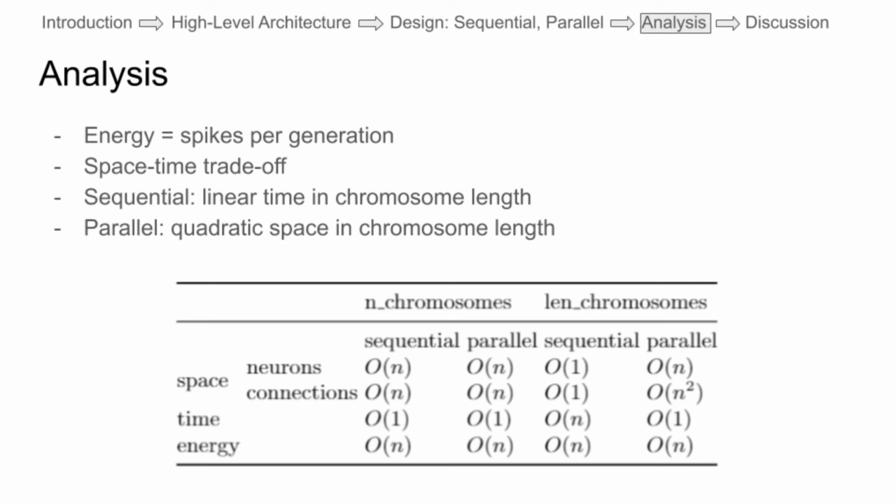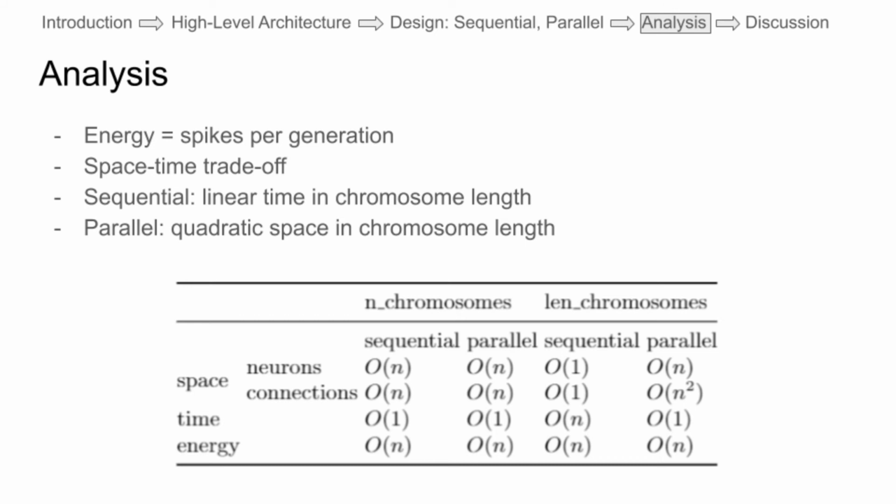So we conducted an analysis of the time, space, and energy complexities. Energy here is defined as the number of spikes per generation. And that's interesting because in neuromorphic computing, usually a spike needs energy, but no spike doesn't require energy. So it's interesting to see how many spikes we need per generation to implement this. And we found a space-time trade-off between the sequential and parallel designs.